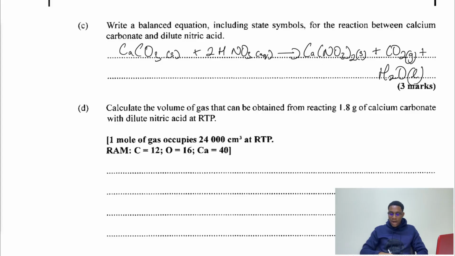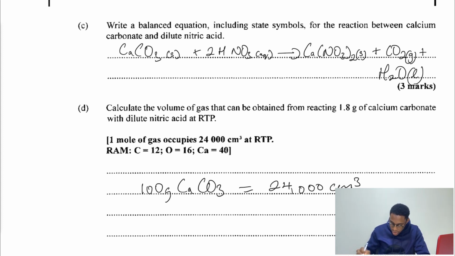All right, moving along to question D. It asks us to calculate the volume of gas that can be obtained from reacting 1.8 grams of calcium carbonate with dilute nitric acid at RTP. So for this question, we're going to be using the concept of proportionality. The question already told us that 100 grams of calcium carbonate gives 24,000 cm³. So we're going to say 100 grams of calcium carbonate is 24,000 cm³. But how did we get the 100 grams of calcium carbonate?